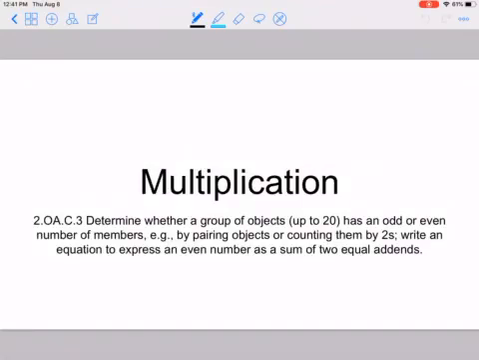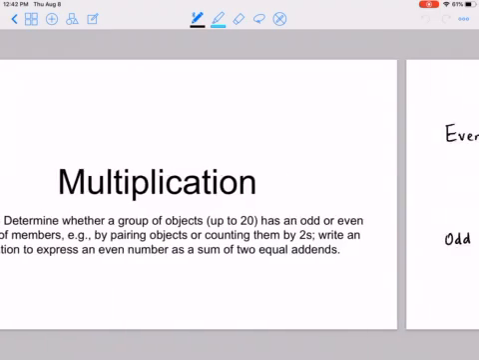Hey everyone, today we're going to be working with even and odd numbers, which falls into our multiplication unit and ideas. Our learning target is 2.OA.C.3, and it says I can determine whether a group of objects up to 20 has an odd or even number of members. By pairing objects or counting them by twos, write an equation to express an even number as a sum of two equal addends. And we're going to dissect this target as we talk today.